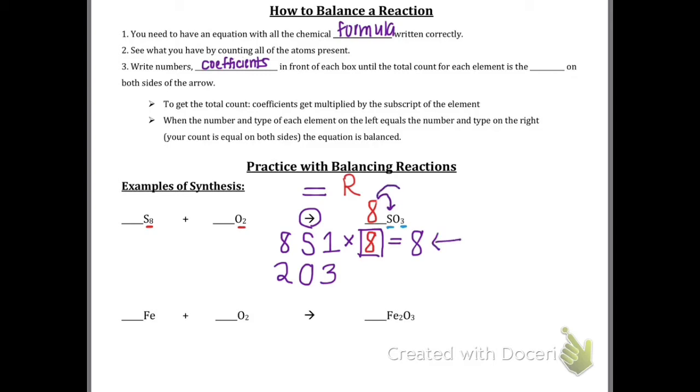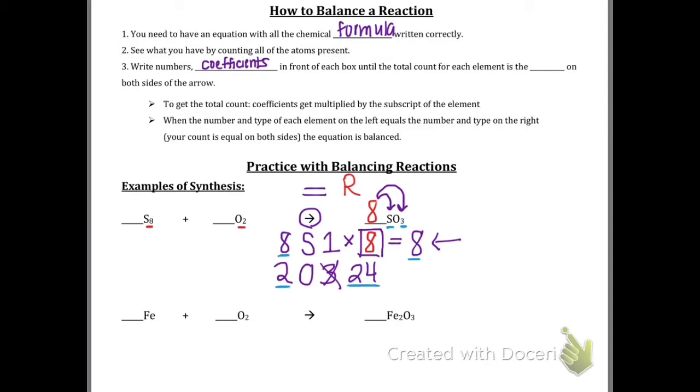But now this 8 applies to this oxygen. So we don't have 3 oxygens anymore. How many oxygens do we have? 8 times 3 is 24 oxygens. So our 8 sulfurs now match, but now we have 2 oxygens on this side and 24 on this side.